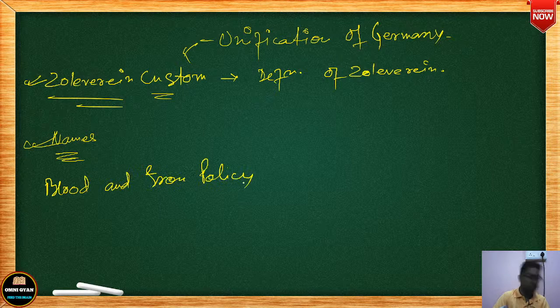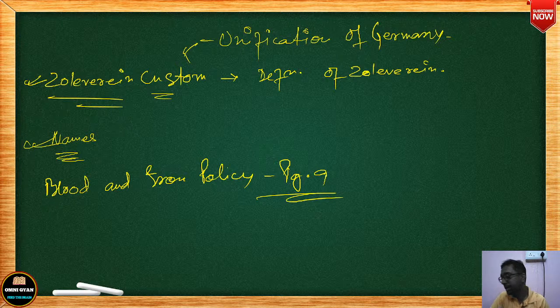Okay, blood and iron policy. This is on page 9. Page 9, blood and iron policy. Page 9. ये वाला आप थोड़ा देख के जाइए, blood and iron policy.